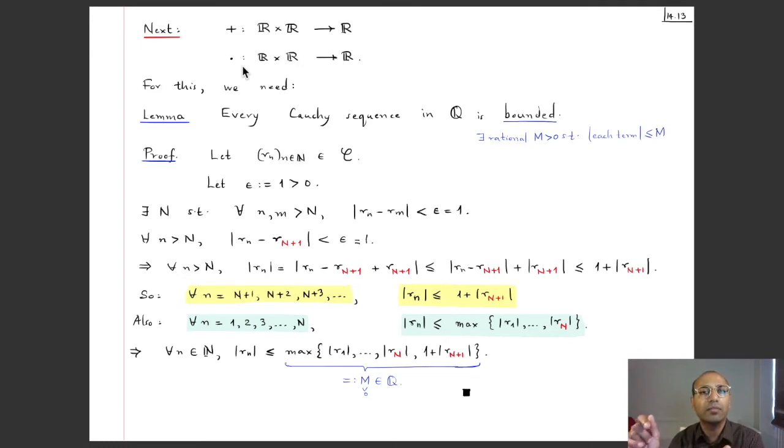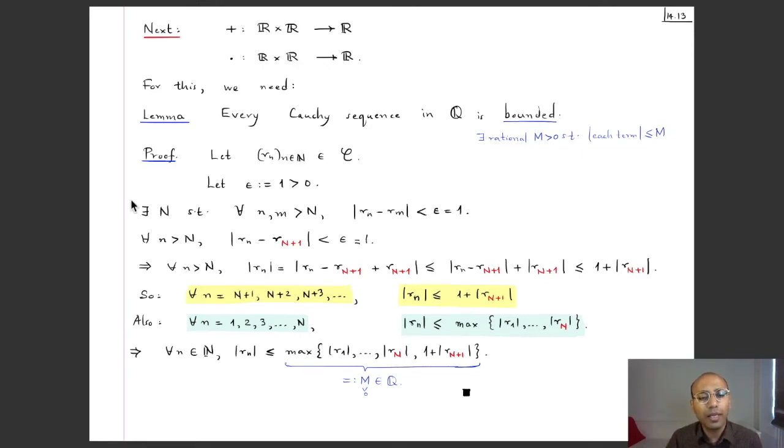Okay, so addition will be defined in this manner: if you have two real numbers, you take any two Cauchy sequences in these equivalence classes, you term-wise add them, you get a new Cauchy sequence, and you then take the equivalence class of that, and that will be the sum of this x and y. And likewise with multiplication, you just take the term-wise product and do the same thing.